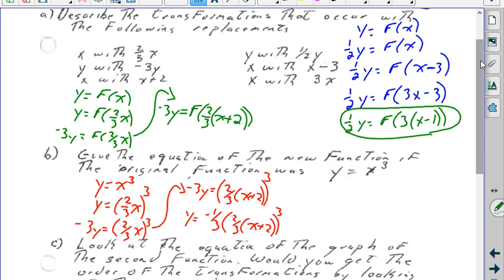This, I gotta fix first. This was determined by doing it in a different order. And then we would do the same thing. I'm not even gonna bother with this. 1/2 y is equal to 3x minus 3 cubed. So my function is the cube part.